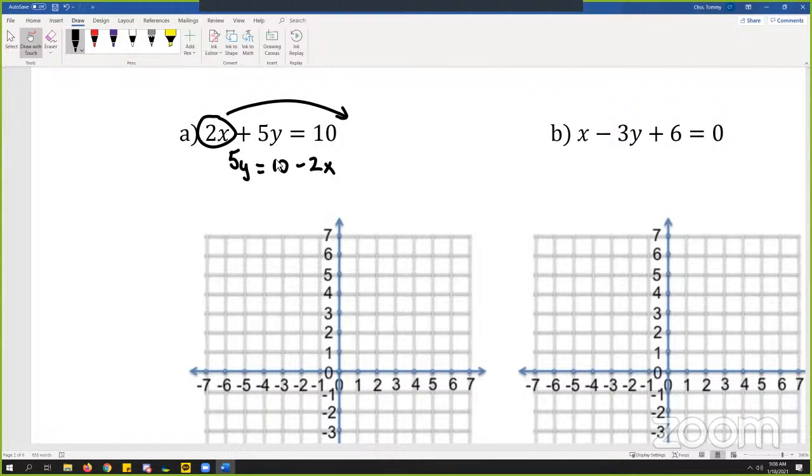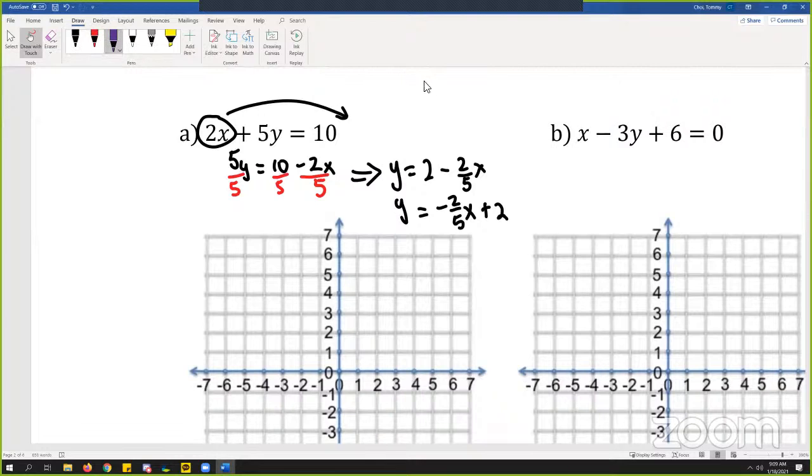Okay, we move the 2x to the other side. We have 5y equals 10 minus 2x. Then we're able to divide everything by 5. And this is going to result in y is equal to 2 minus 2 over 5x, which can be rearranged to get -2 over 5x plus 2. Okay, just switching these two positions. So these two terms switch their positions. That gets us y equals mx plus b form, which can let us say the slope is -2 over 5 and the y-intercept is 2.